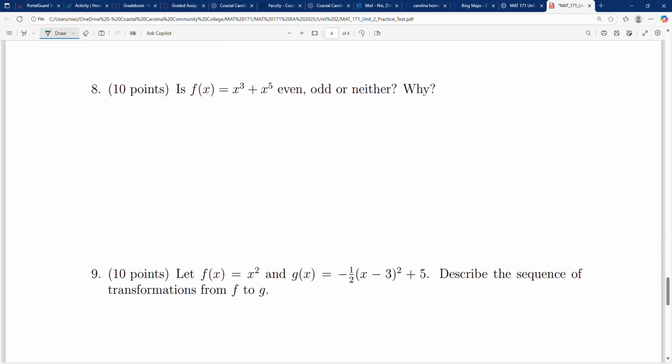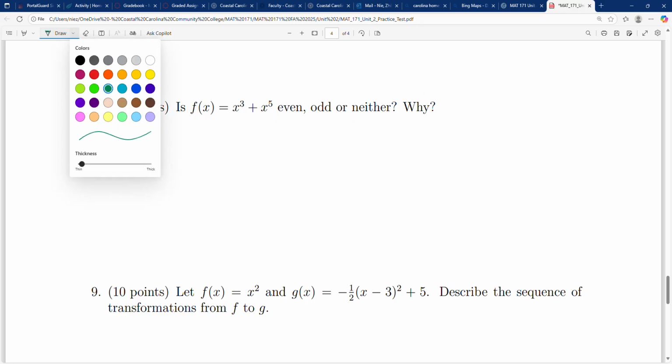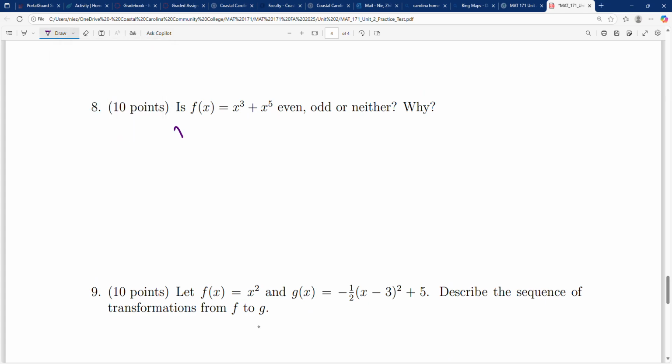Okay, two more questions. Is this even or odd? This one is odd. You use the definition to prove it. How to use the definition? You need to figure out f of negative x. Then replace all the x with negative x. Since you have a negative sign, you keep the parentheses, and then remove the parentheses.